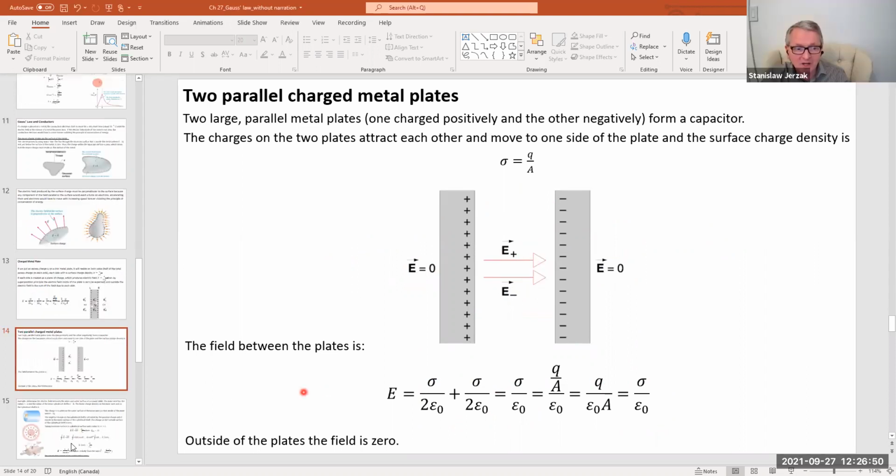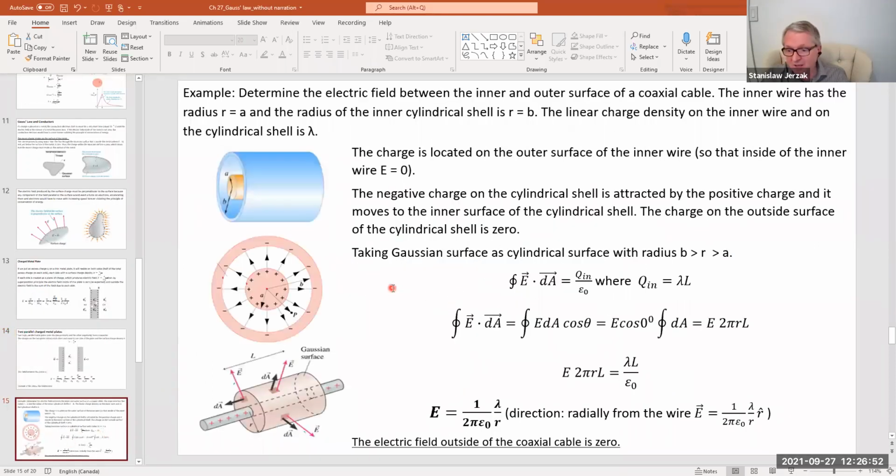This example, which I was planning to do, but the time goes so fast, related to coaxial cable, I will do in tutorials on Wednesday. So please remember, tutorials on Wednesday are at 9:30, and they are compulsory to attend. Whatever is covered in tutorial will be on the test and exam. And remember that test number 1 will be given on Monday next week.